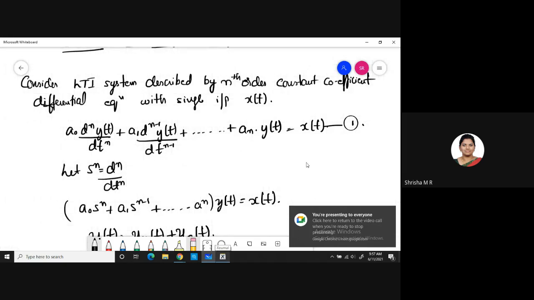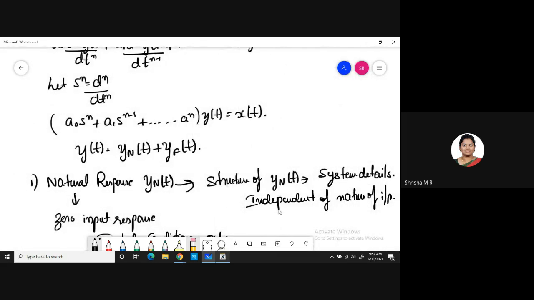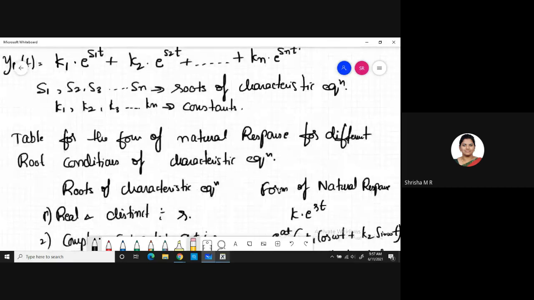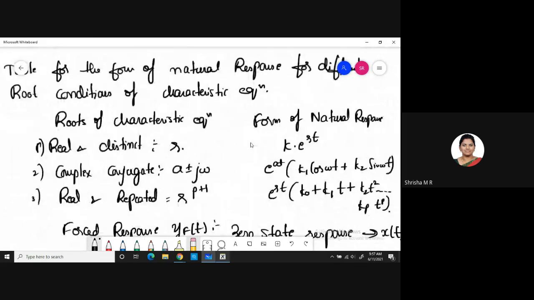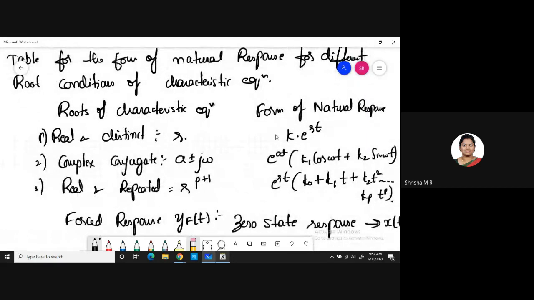So you can represent an LTI system by an nth order constant coefficient differential equation. Firstly, we'll find the characteristic equation, if a question is given. After finding the characteristic equation, we'll find the roots of the characteristic equation. If the roots are real and distinct, the natural response will be k into e power rt.